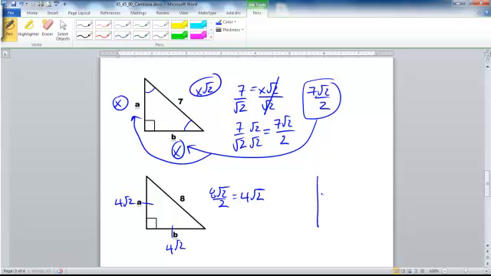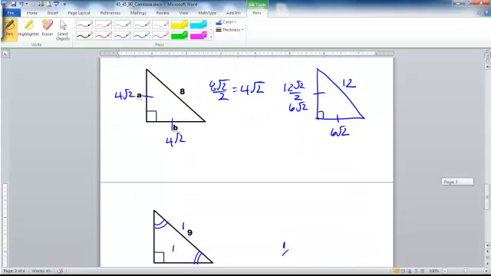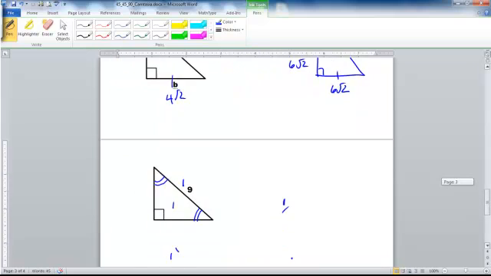So let's try another one of those. We'll say that this is 12. Okay, hey, it's missing the root 2, so we attach root 2 over 2 to it. But 12 divided by 2 is 6 root 2, so 6 root 2 is this side length, and obviously if that's 6 root 2, that one is also 6 root 2. So see if you can make that jump when working with those figures.